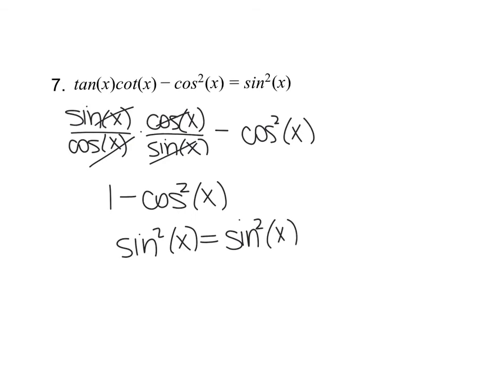Now, if I had replaced that cosine squared of x with a 1 minus sine squared of x, we would have eventually gotten to the same result. It just would have added a couple extra steps. And remember, we always want to try to verify identities in the least amount of steps possible, even though that other method is still a valid way.